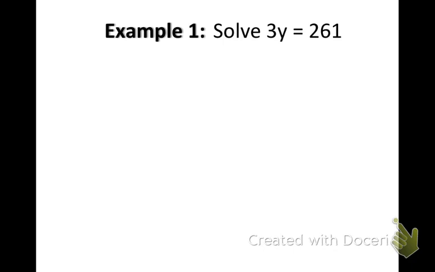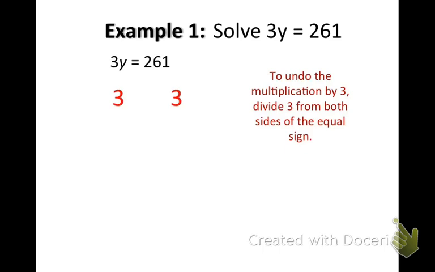Here's an example. Solve 3y = 261. We're trying to find a value for y so that when multiplied by 3, the solution is 261. So we want to undo the multiplication. So by undoing the multiplication, we will divide both sides by 3.